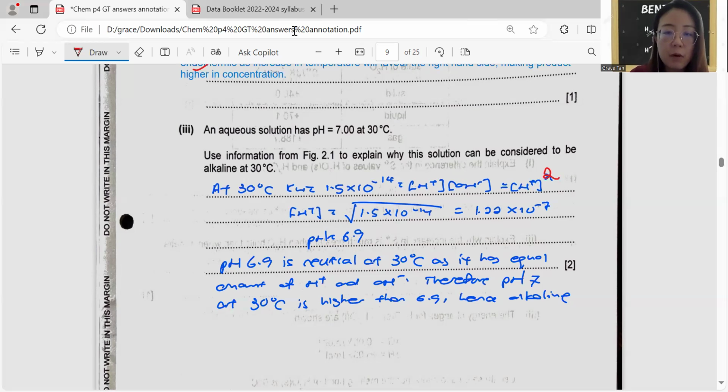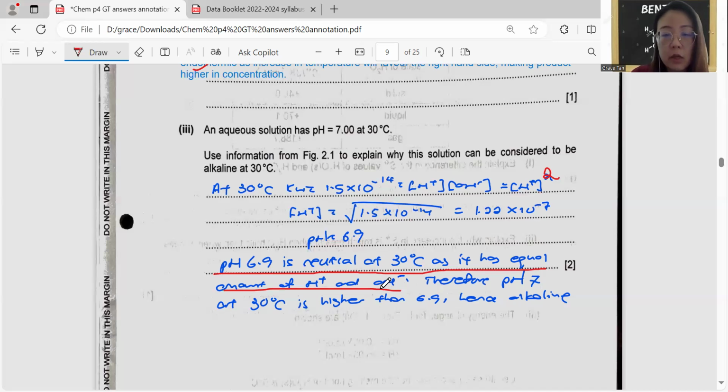So therefore, what is H+ concentration at 30 degrees Celsius? So I just square root 1.5. Therefore, the H+ concentration is 1.22. So if I negative log 1.22, that means the pH of water is 6.9 at 30 degrees Celsius. What it means is this. pH 6.9 is neutral at 30 degrees Celsius as it has equal amounts of H+ and OH-.